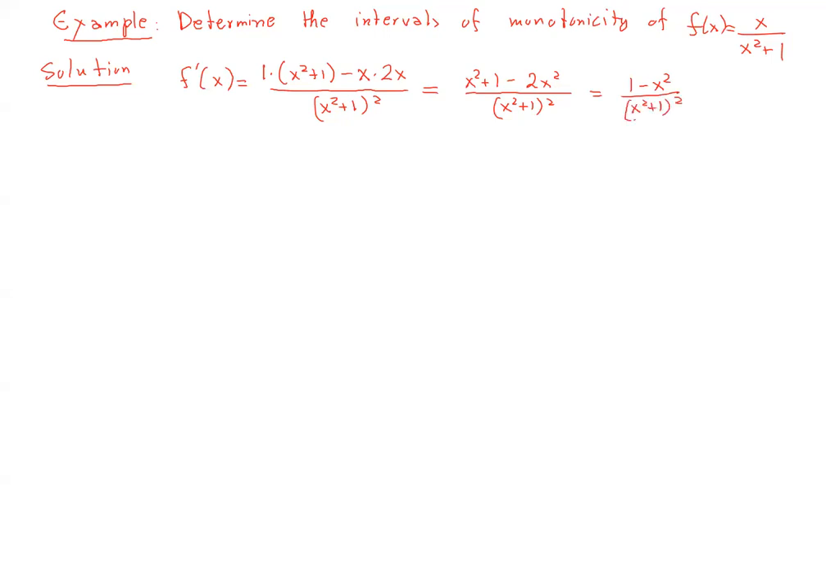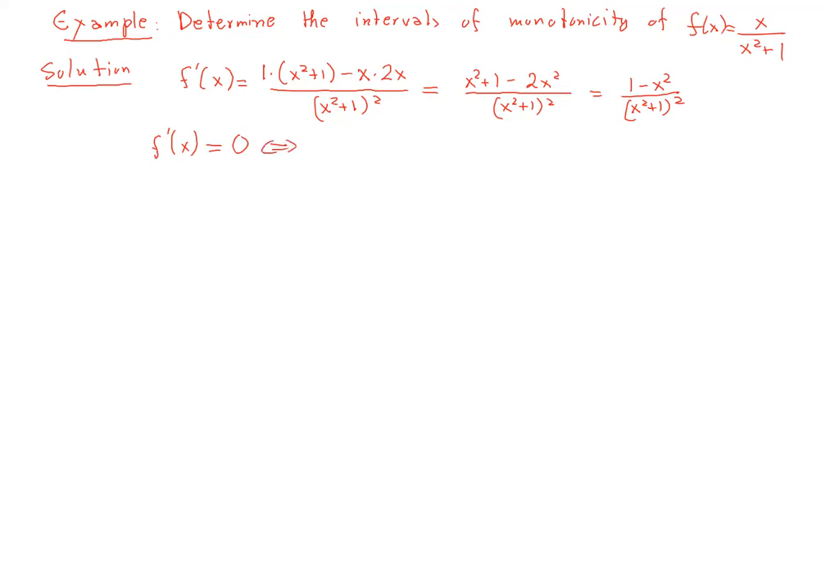And you see here another example where if we were just interested in finding the derivative, then we wouldn't have simplified the result. But here we specifically want to do things with the derivative. So it's in our best interest to simplify it as much as possible. And now we need to find the critical points. So we set the derivative equal to 0.